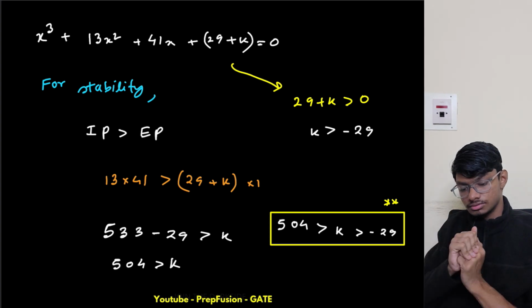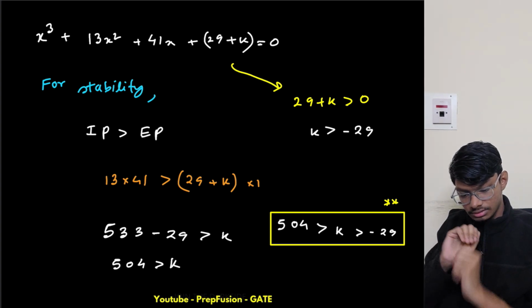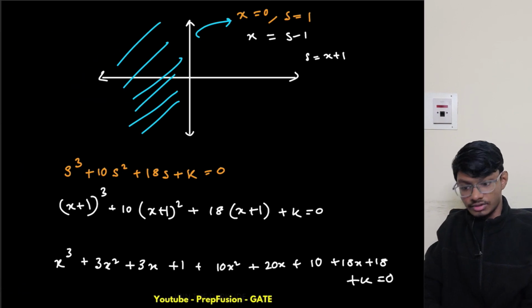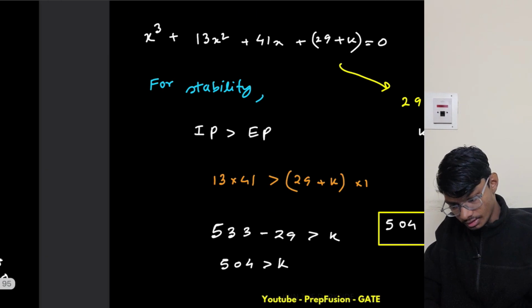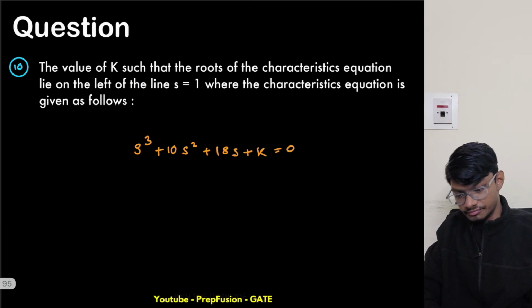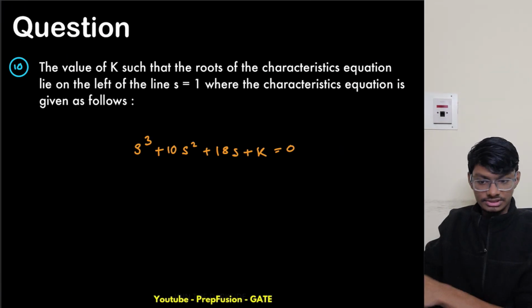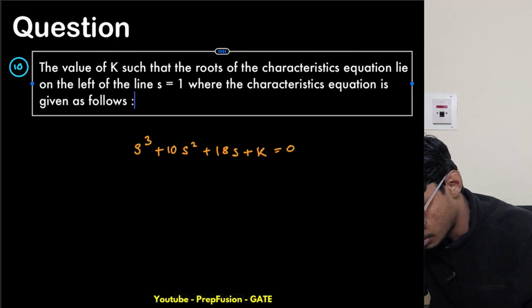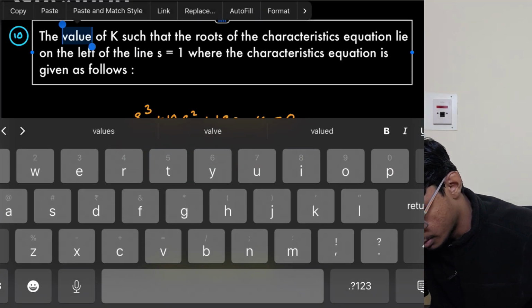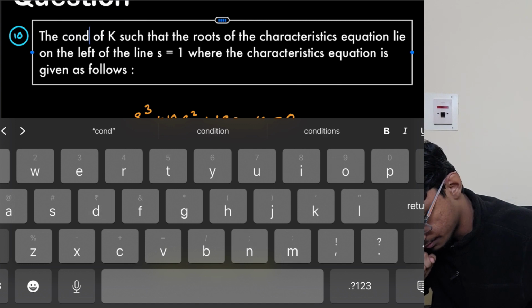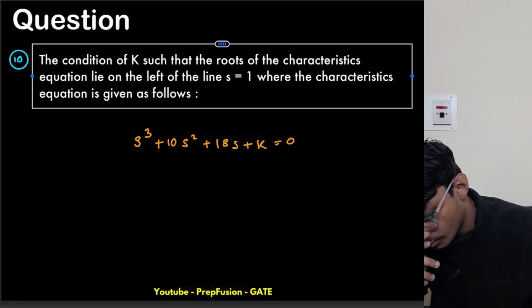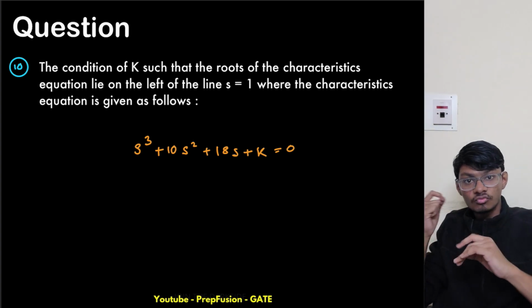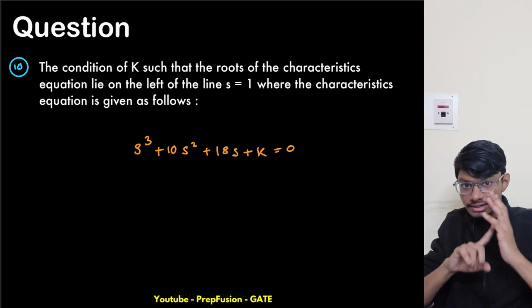I think that's it for this question. So I will explain what happened. What did I do in this question? Very important question this is. What is the question asking? I have to find the value of k, or I should write the condition of k, because the exact value I won't get. The condition is such that the roots of the characteristic equation lie on the left of the s equals to 1 line, not the s equals to 0 line.